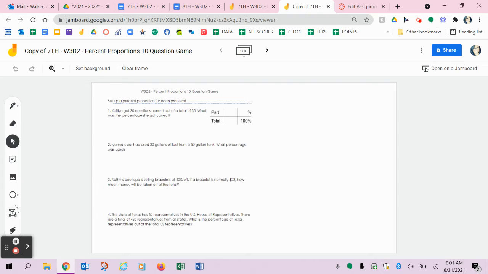So let's go ahead and set up what we know. She got 30 questions correct out of a total of 35. That tells me that my part is 30. My total is 35. And the amount I don't know is what percent did she get correct. From here, you can go ahead and do what we've been doing, which is cross multiplying and dividing.